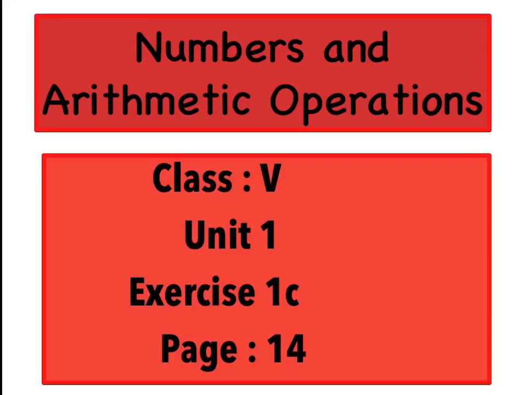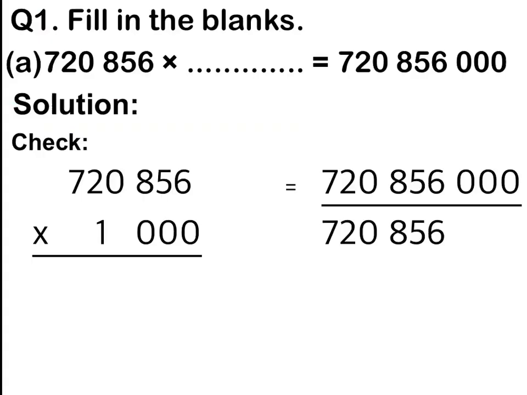Exercise number 1C. Today we will solve page number 14 and question number 1. Question number 1 is fill in the blanks. The value of part A is 720,856 multiplied by dash is equal to 720,856,000. Now student, first we will solve.